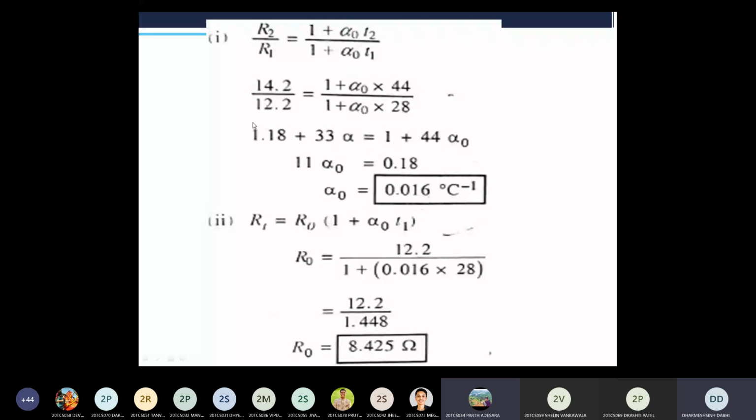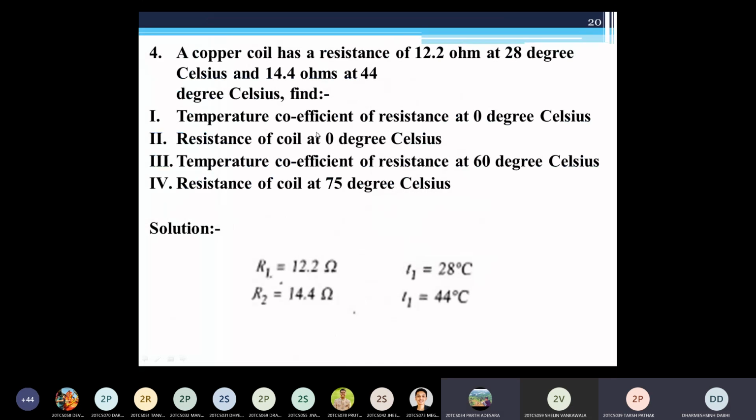Calculate again. Excuse me, sir. Hello. Sir, is R2 14.2 or 14.4? Sorry, it is 14.4. Yes, it is my mistake here. It is 14.4.